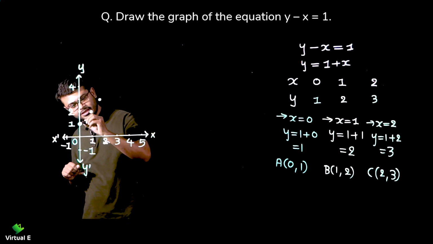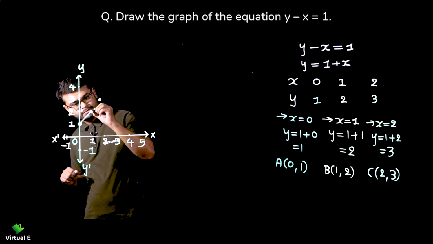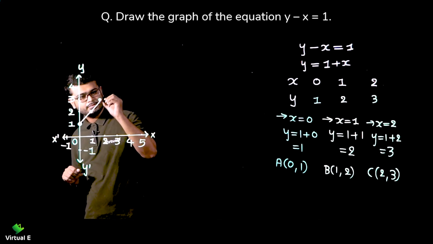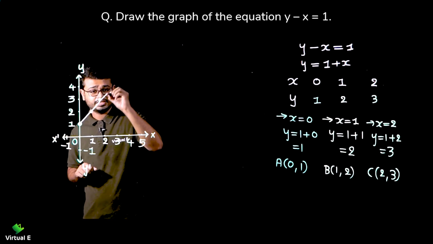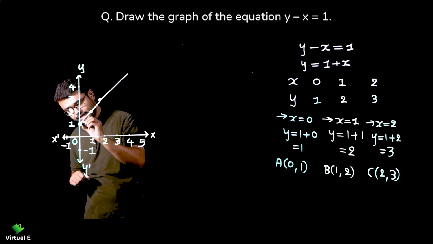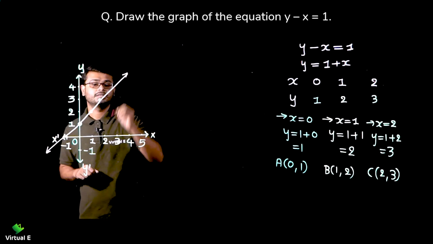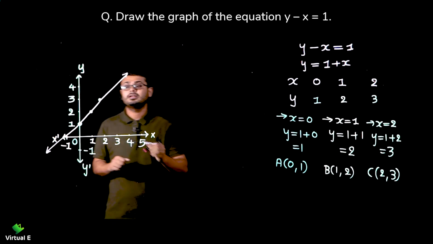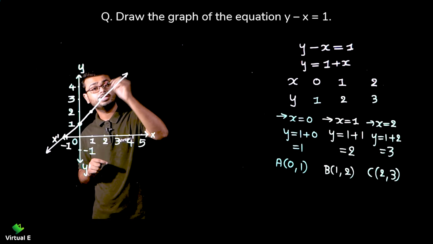So let's join them. This is almost it, right? And try to extend it in both directions and draw the arrows. So this is the line. It's not perfectly straight because I drew it without a scale, and you need to write the equation on it.